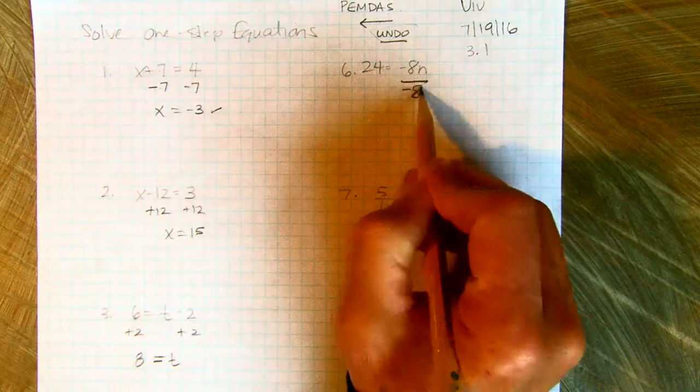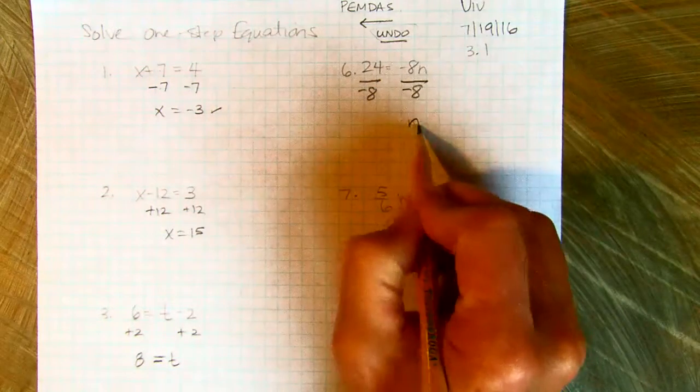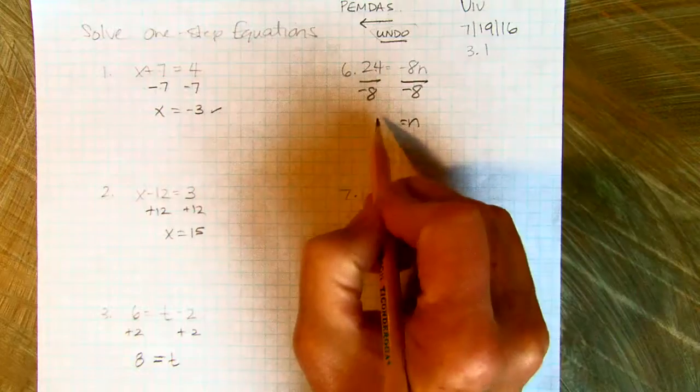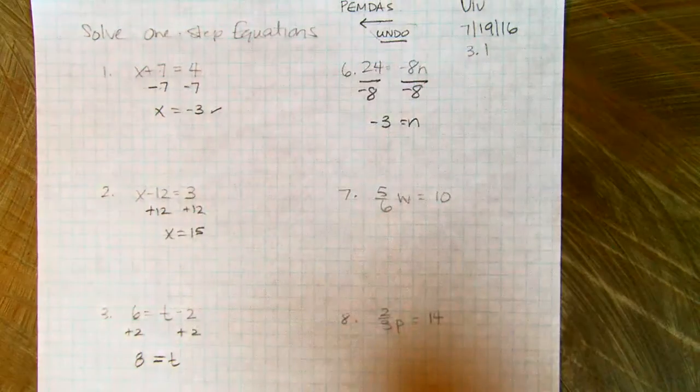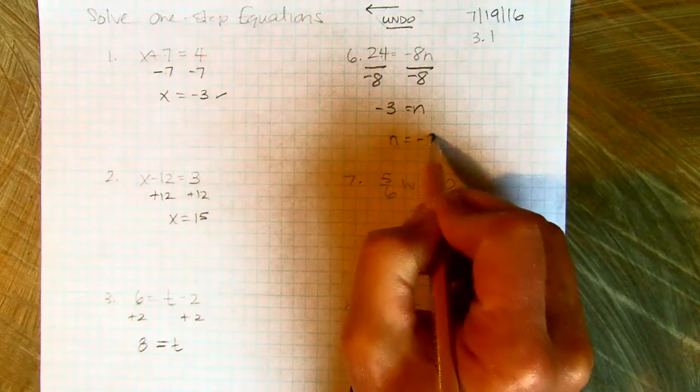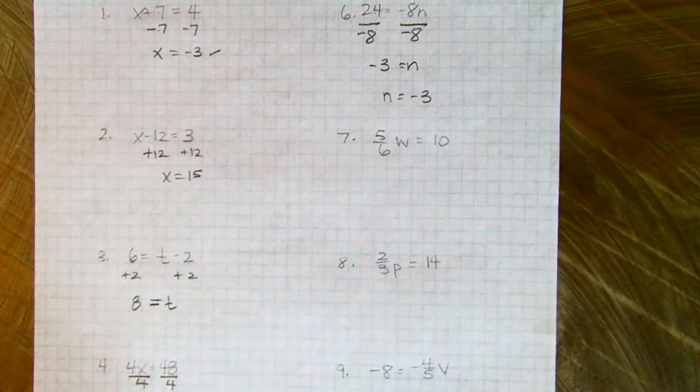Divide by -8. And a positive divided by a negative is a negative. N equals -3. It is a little more conventional and a little easier to read if you see it like this.